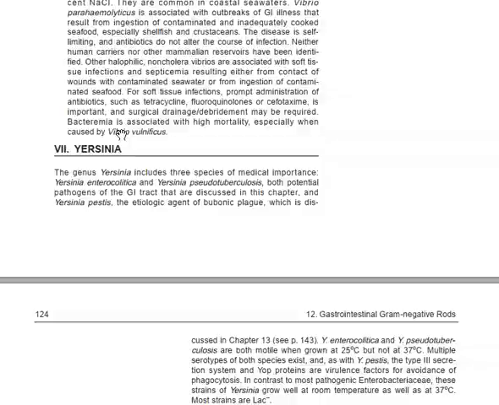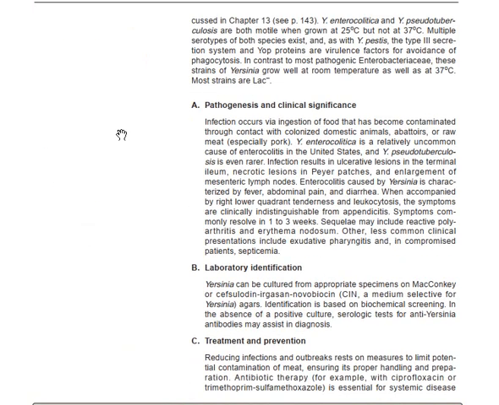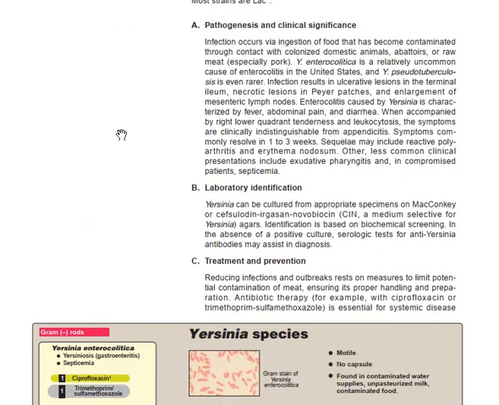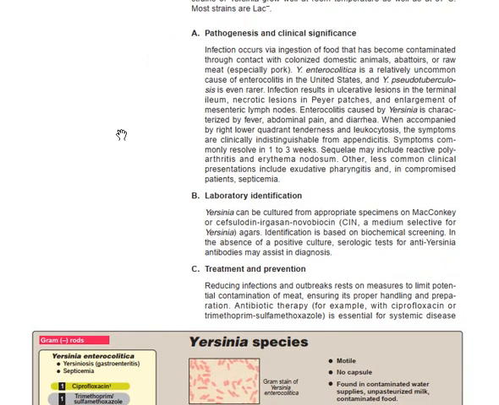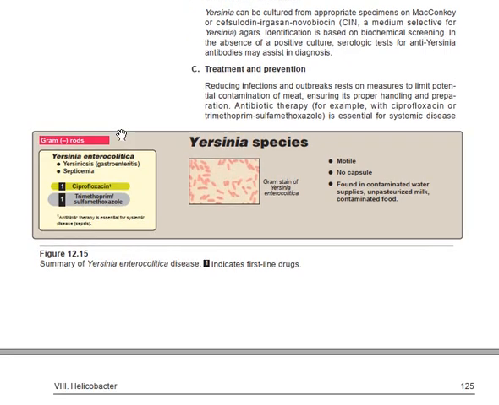So now the next disorder is going to be Yersinia. Yersinia has different pathogenesis that we are not going to speak about here. You can pause and see the pathogenesis of Yersinia. It consists of Yersinia enterocolitica, Yersinia pestis, and Yersinia pseudotuberculosis. Now for Yersinia species, you need to know that it is motile, it is non-capsular, and it is found in contaminated water supply, unpasteurized milk, and also contaminated food.